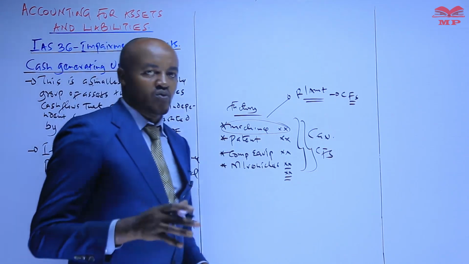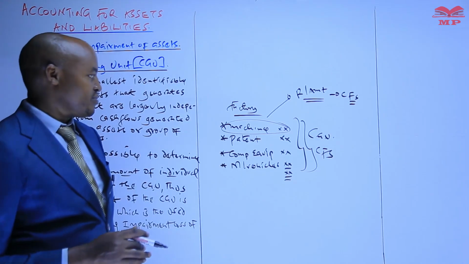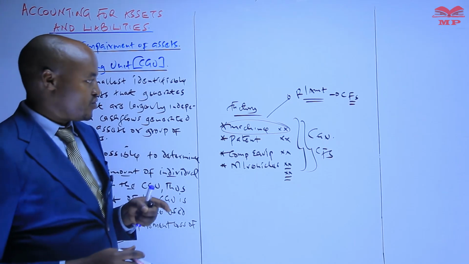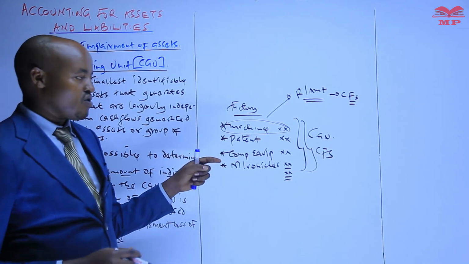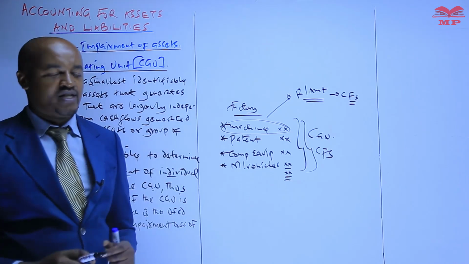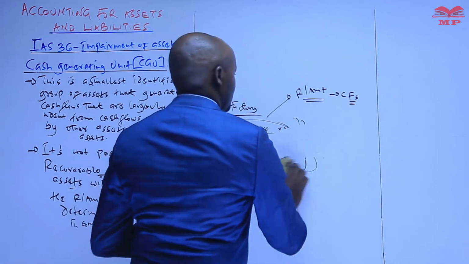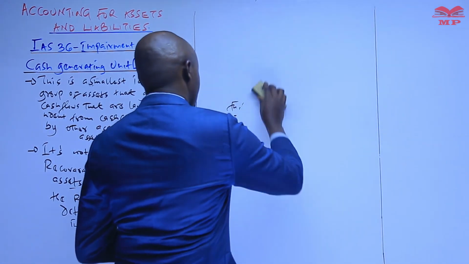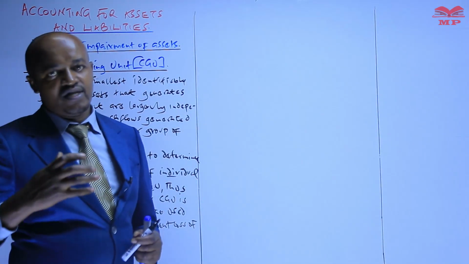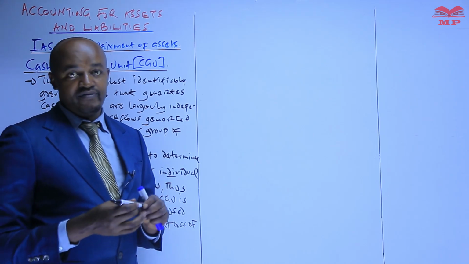So therefore, once we have a group of assets which generate cash flow as a group, it is not possible to determine the impairment loss of an individual asset here. What you do is determine the impairment loss of the group of assets, the cash generating unit. And this impairment loss of a cash generating unit is determined in the same way as the impairment loss of an individual asset.